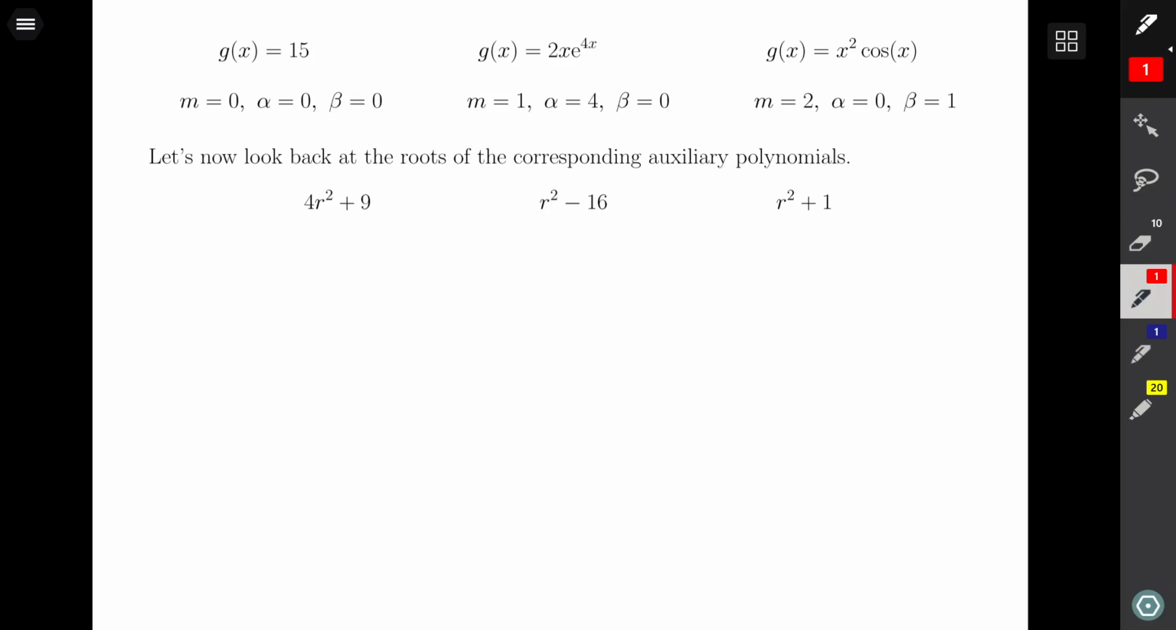Now what I want to do is look back at the roots of the auxiliary polynomials. The first differential equation, remember, is 4y double prime plus 9y equals 15. We found that the roots of that were plus or minus 3 halves multiplied by i, the square root of negative 1. But what I'll do is break that into real and imaginary pieces.